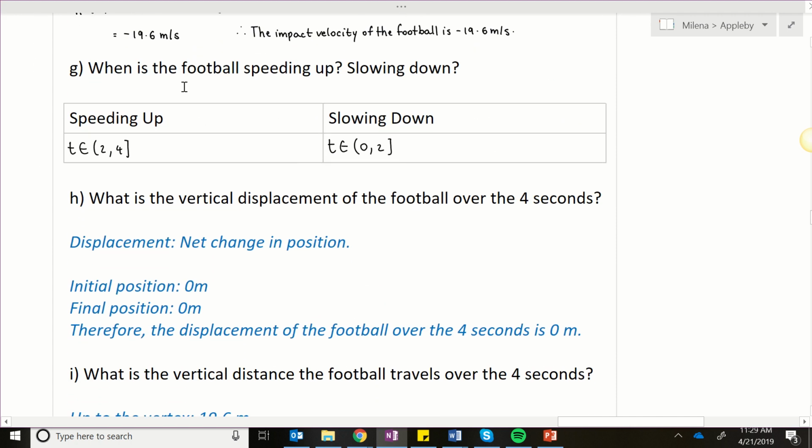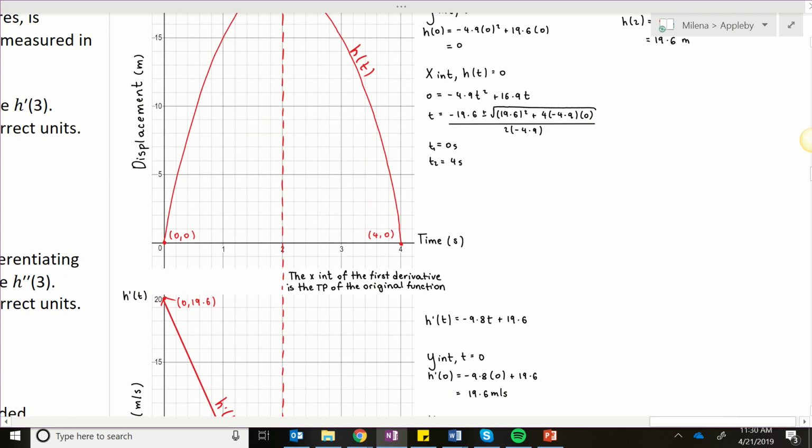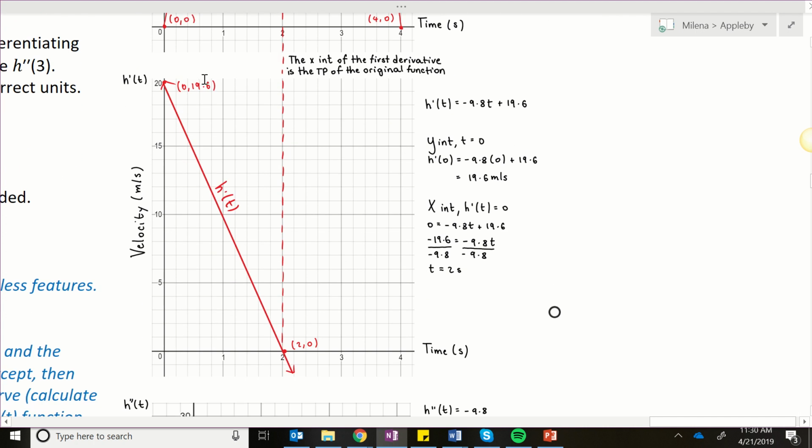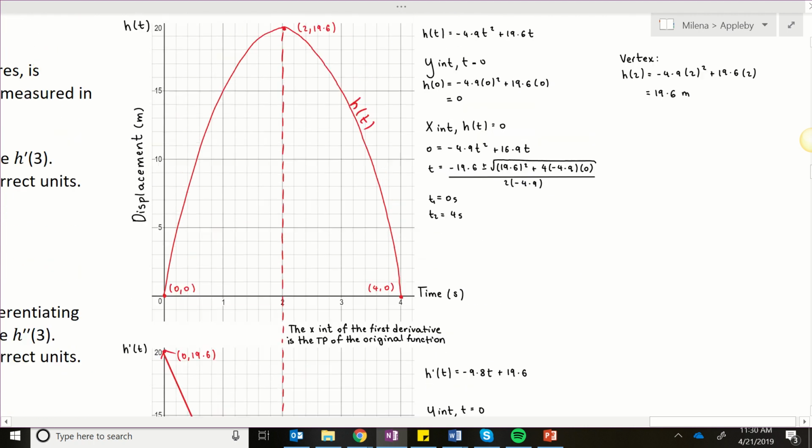All right, part G. When is the football speeding up and slowing down? Now, if you recall from the lesson, to determine when an object is speeding up or slowing down, we need to compare the velocity and the acceleration signs from those timings. So from 0 to 2 seconds, we have positive velocity values. But from 0 to 2 seconds, we have negative acceleration values, which means that the signs of the velocity and acceleration are different from those 0 to 2 seconds, right?